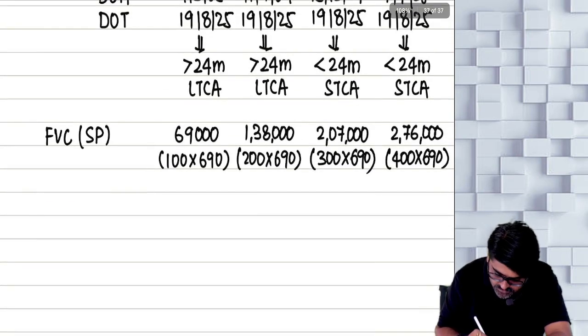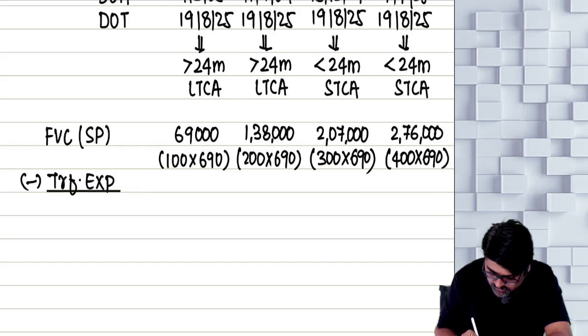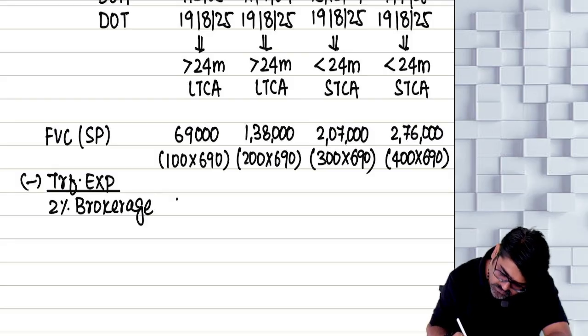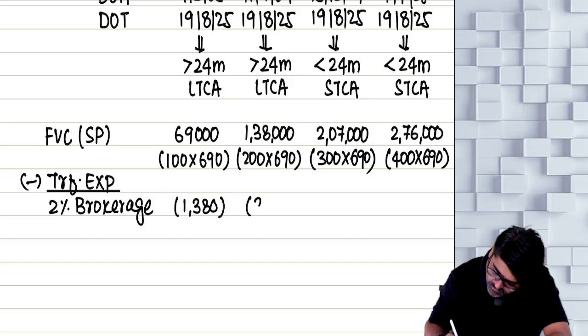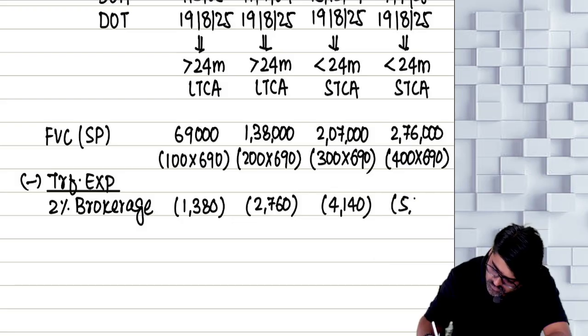Less what? Transfer expenses. Any transfer expenses there? 2% brokerage. So how much is 2%? 1,380. Second one, 2,760. Next one, 4,140. Last one, 5,520. Everyone getting this?